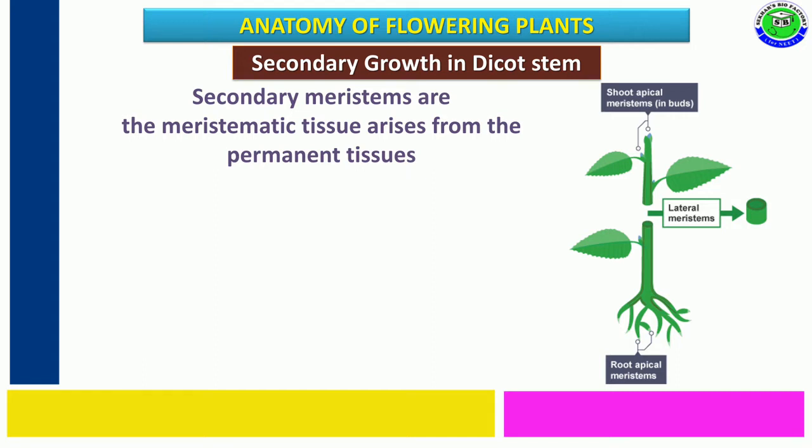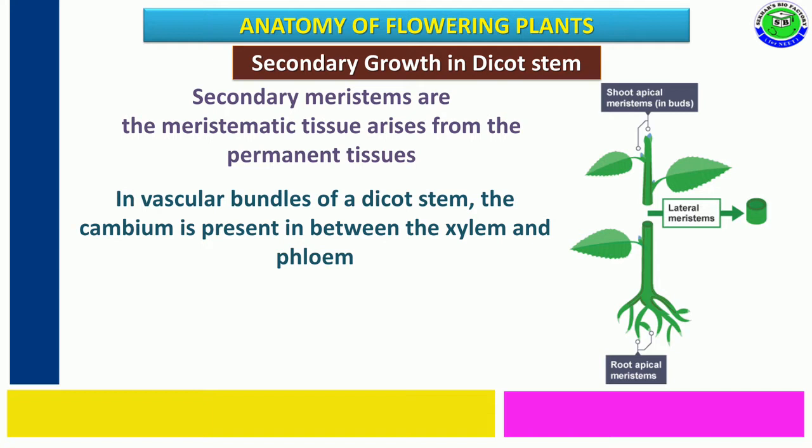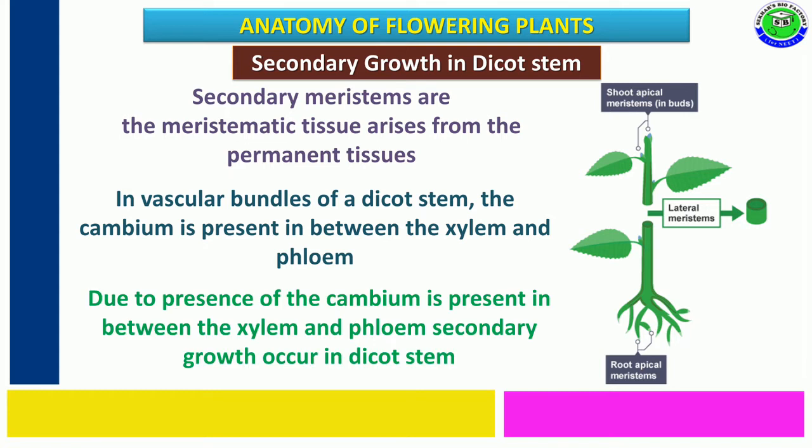Example for this is lateral meristem. In vascular bundles of dicot stem, the cambium is present in between xylem and phloem tissues. It is called the open type of vascular bundle. And due to the presence of this cambium in between xylem and phloem, it is responsible for secondary growth in dicot stem.